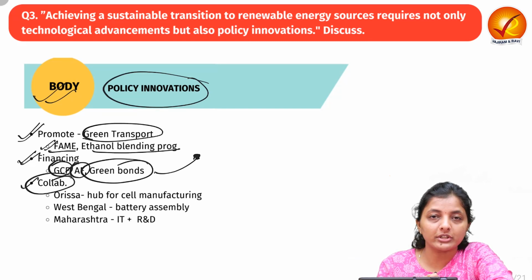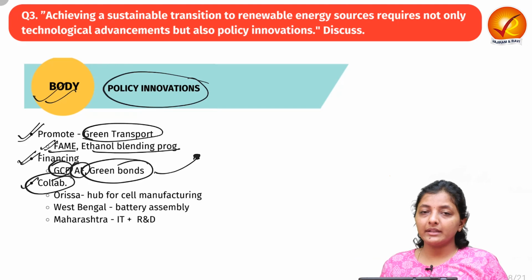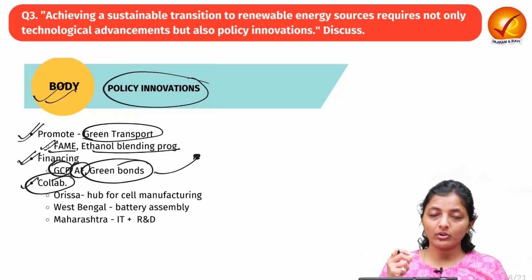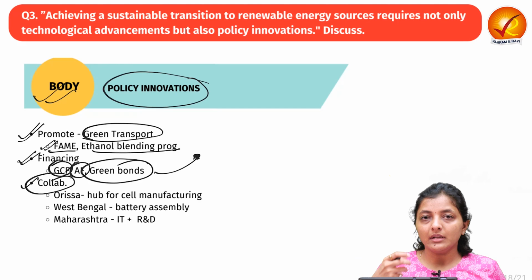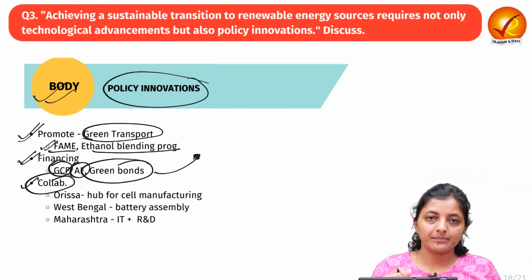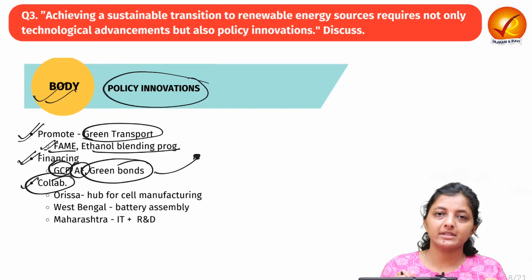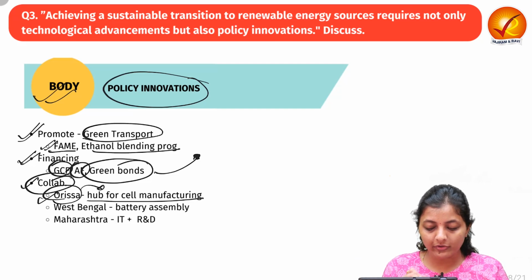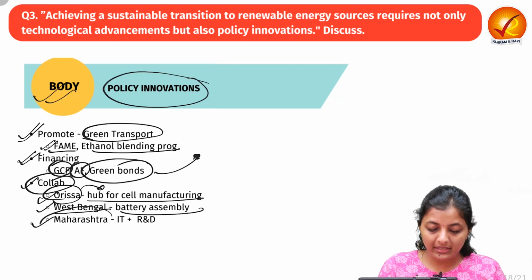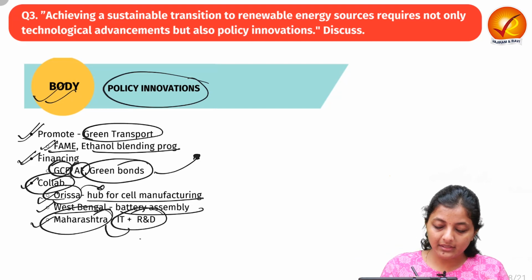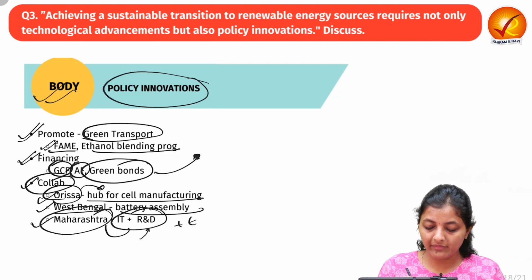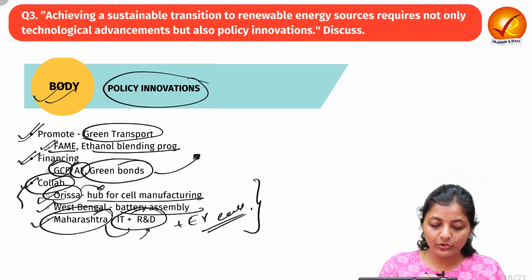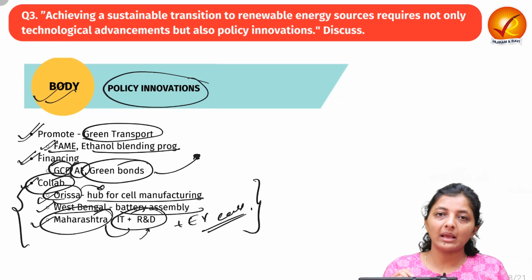Next comes collaboration. Niti Aayog and the Department of Heavy Industries can collaborate to make tailor-made policies for the states. Every state has some USP. Odisha can be used as a hub for cell manufacturing, West Bengal for battery assembly, and Maharashtra for the IT sector and for research and development of EV cells. This way we can use cooperative or collaborative methods.